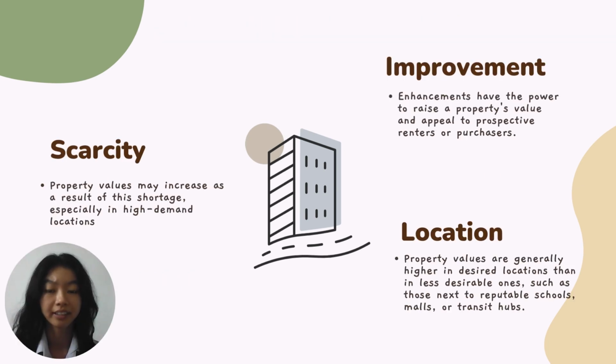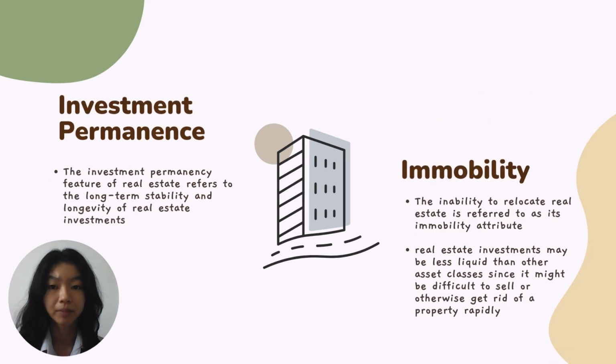Characteristics of real estate include scarcity. Scarcity of land means limited availability, especially in prime locations. Improvement increases the value. Location has a big influence on property value, which allows certain regions to sell for more money. Investment permanence reflects real estate's long-term stability, offering consistent cash flow. Immobility makes real estate less liquid, however, it remains a strong asset no matter the market fluctuation due to its resistance.